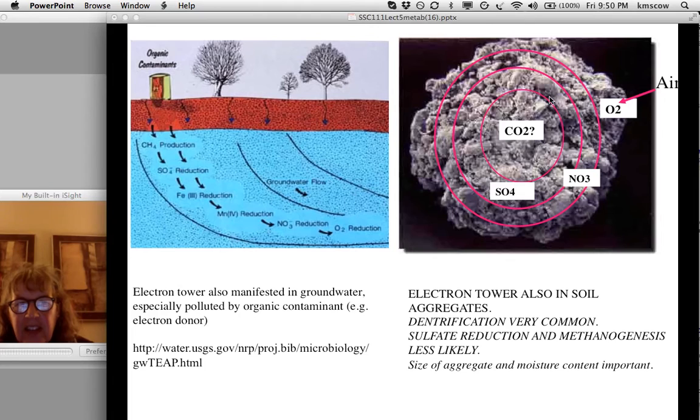Okay, and then exciting is we see the same kind of phenomenon in a soil aggregate. And the bigger a soil aggregate is, the more you're going to see these different zones, right? So here we have an aggregate with big pores around it, and the oxygen coming in from the atmosphere all around the aggregate. So the outer layer of the aggregate is dominated by aerobic organisms that are using oxygen, it's the most favorable electron acceptor.